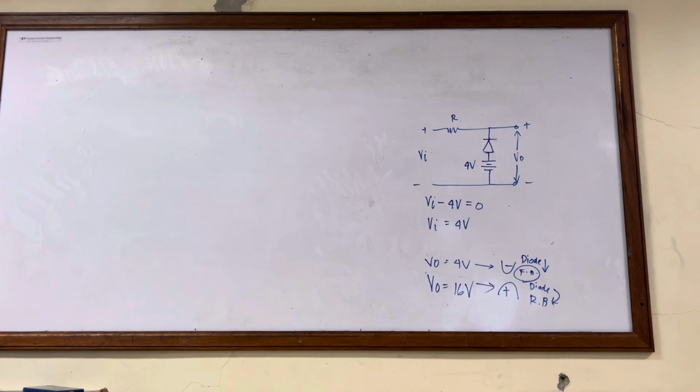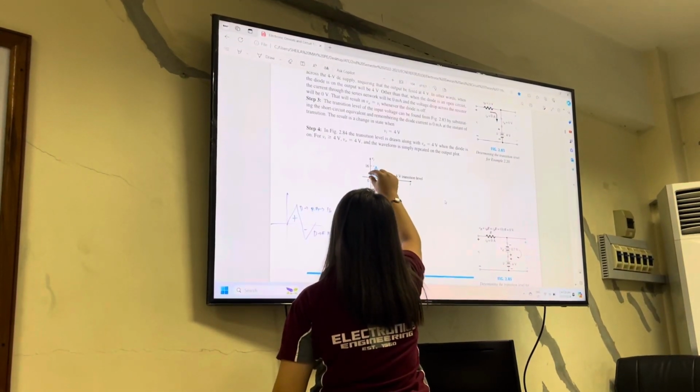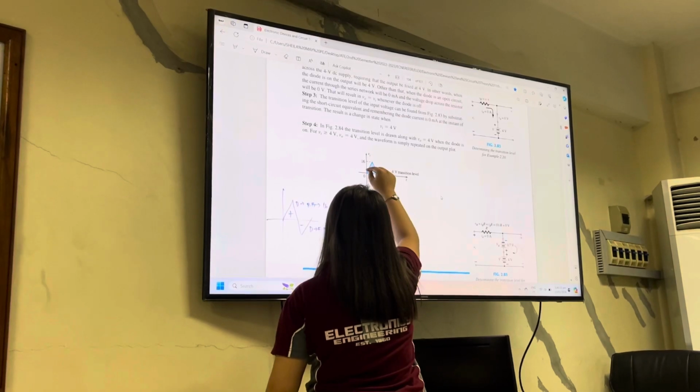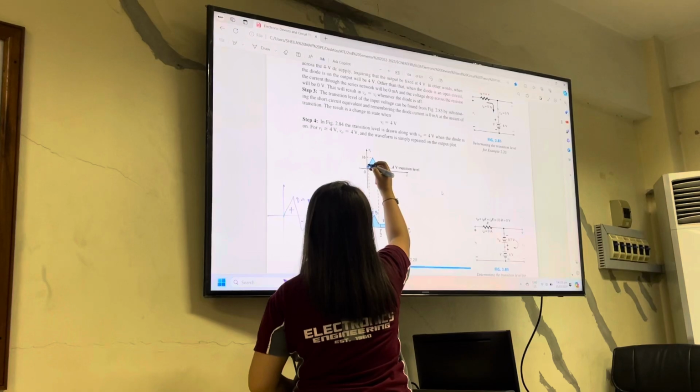Okay. So that is its conducting condition. So this is 4, and at reverse bias condition 16, 4, 16, 4. Okay, then you project it, right? Project it to our transition level. Okay.